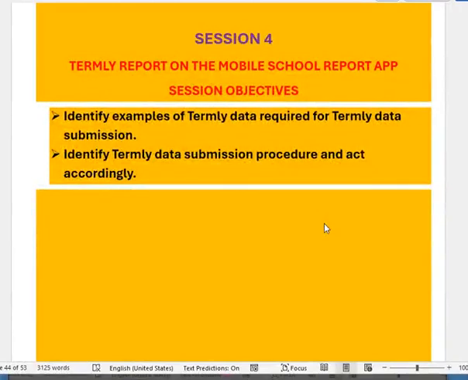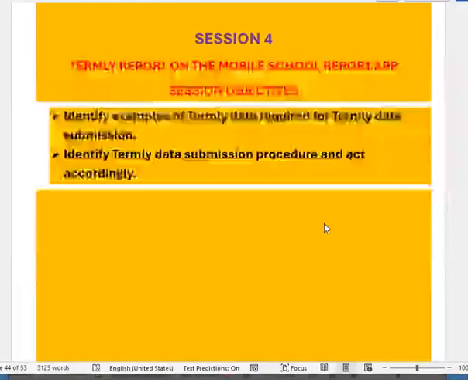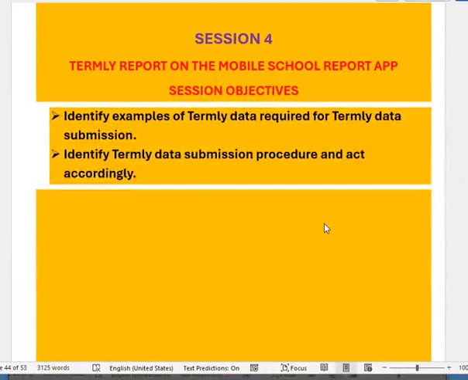Then in section 3, we learned about how to submit weekly report on the mobile school report app. In section 4, we're going to learn about how to report on the mobile school report app at the end of the term, and then learn about the submission procedure of submitting data at the end of the term. Now let's delve into it.